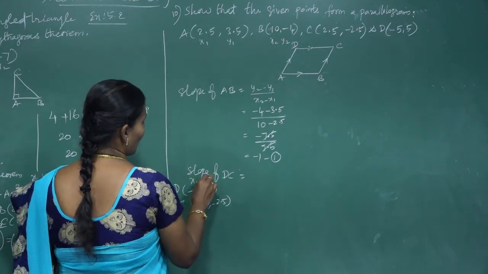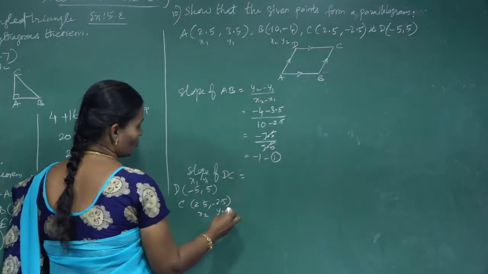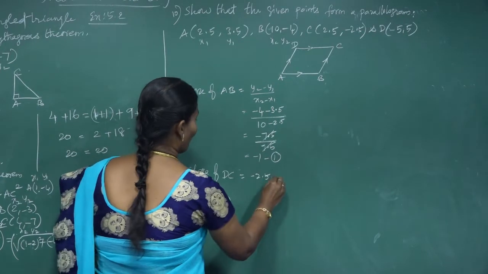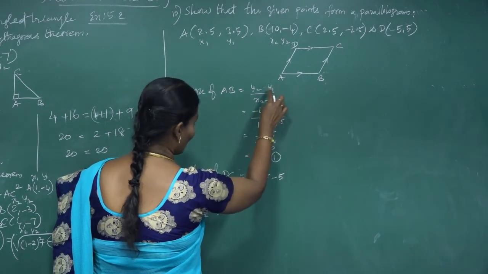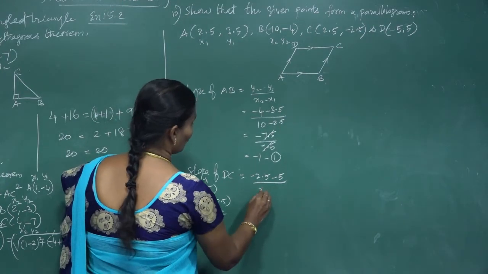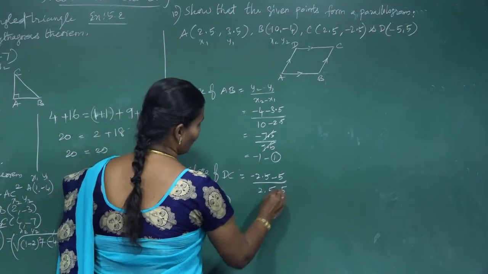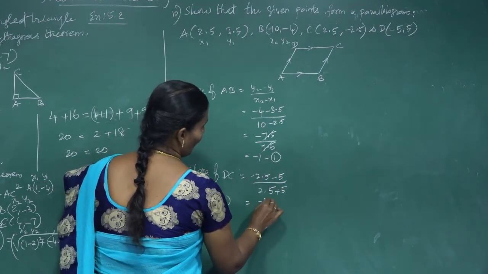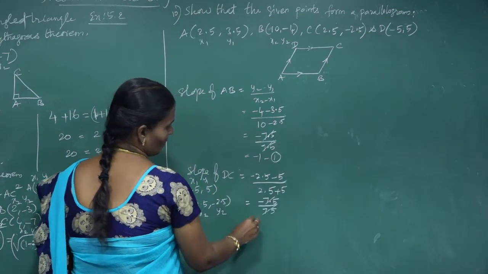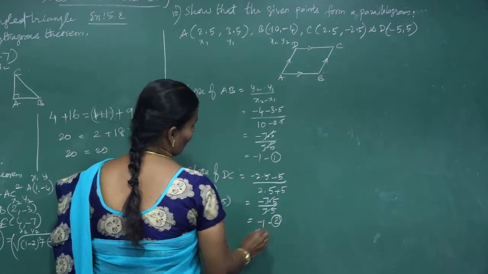You consider this x1, y1, this x2, y2. Now apply that. y2 is minus 2.5, then y1 is minus 5, so minus 2.5 minus of minus 5. Then x2 is 2.5, minus of minus 5, plus 5. So this is equal to minus 7.5 by 7.5. Cancel 7.5, 7.5, we get minus 1. So this is equation number 2.